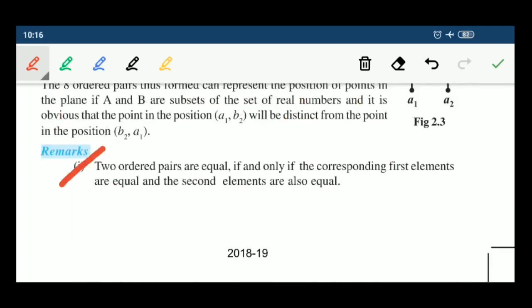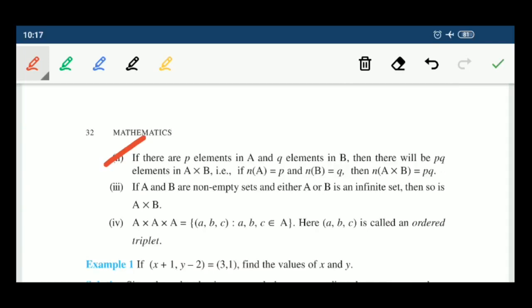So this point is very, very important. Suppose two ordered pairs are given as equal. They are equal if and only if the corresponding first elements are equal and the second elements are also equal. Now please see the second point. Suppose set A has p elements and set B has q elements. So what is the total number of elements in the Cartesian product of A and B? That is equal to p into q.